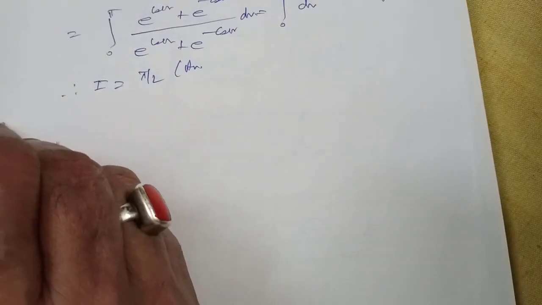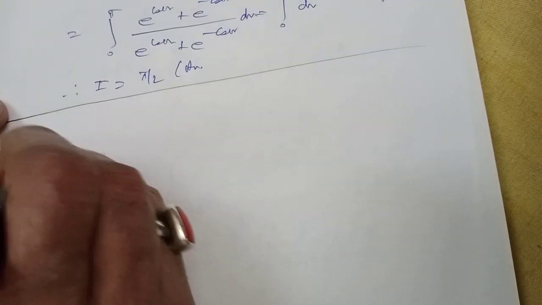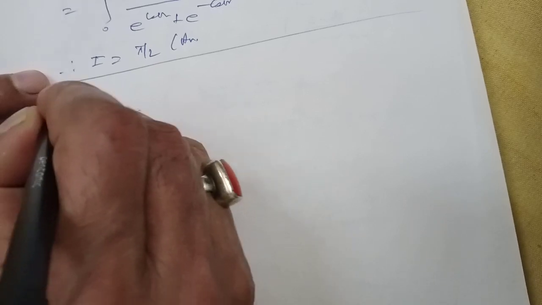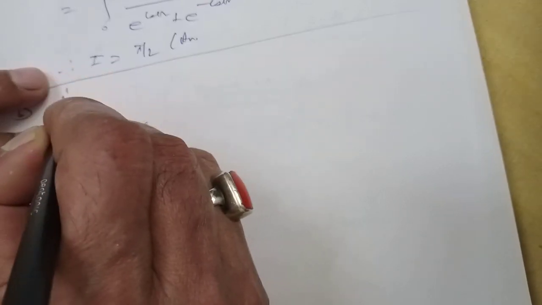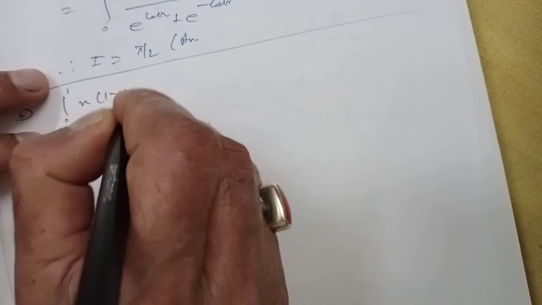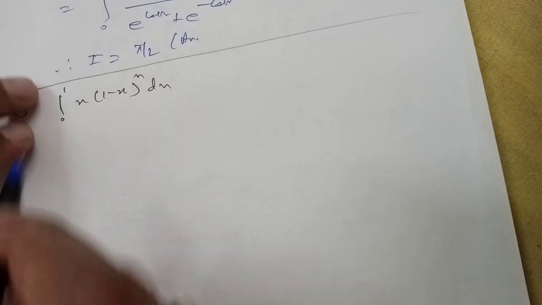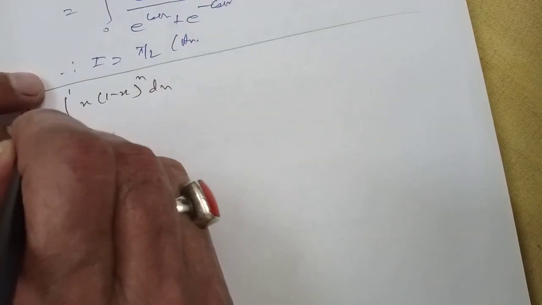So today I am back with our next problem, problem 6, which is integration 0 to 1 x into (1 minus x) whole to the power n dx. So take the given integral as I.